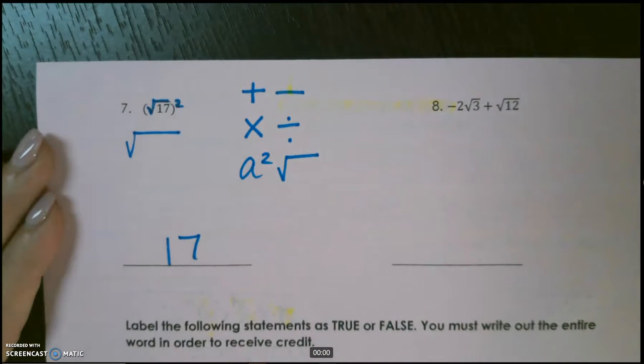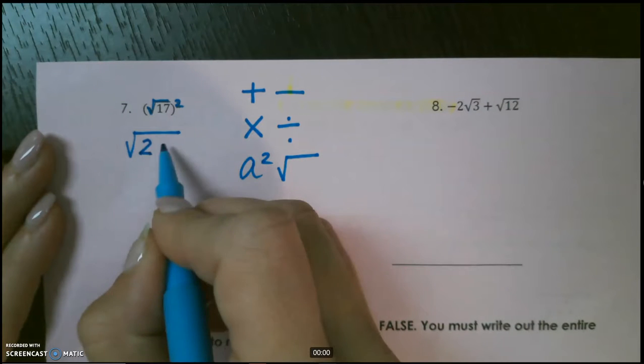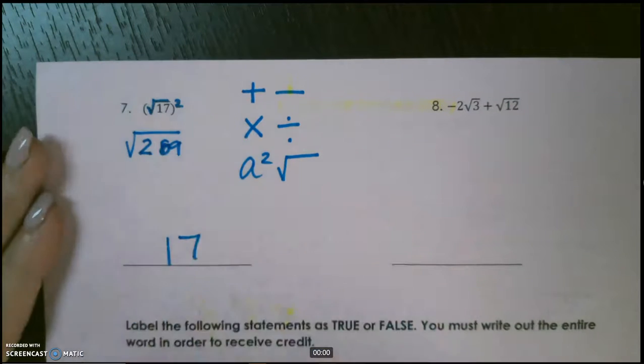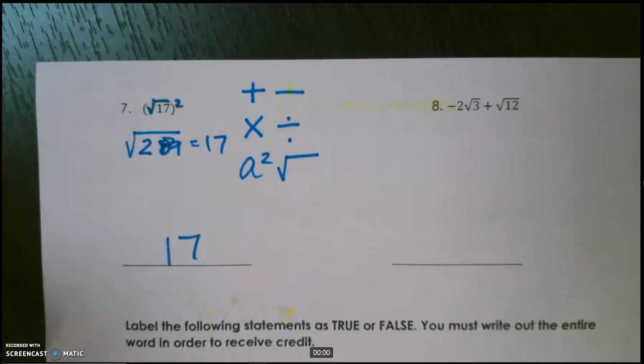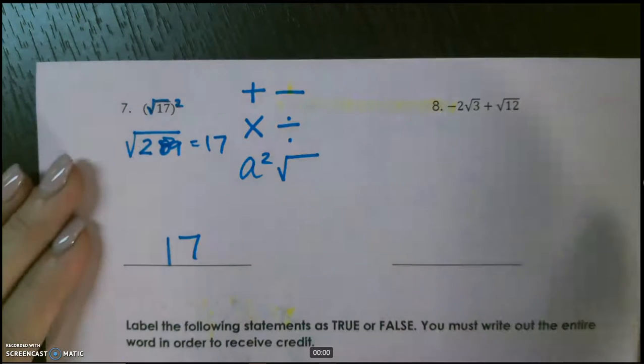17 times itself. Well, that has to be a perfect square, right? The square root of 289, some of you guys were leaving this as your answer. The square root of 289 is 17 because 17 times 17 equals that, all right?